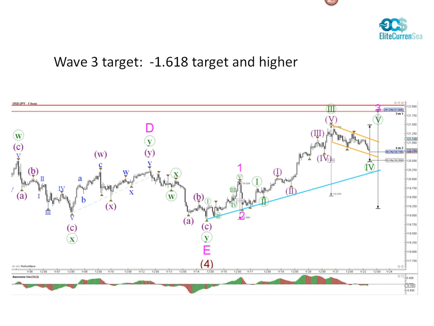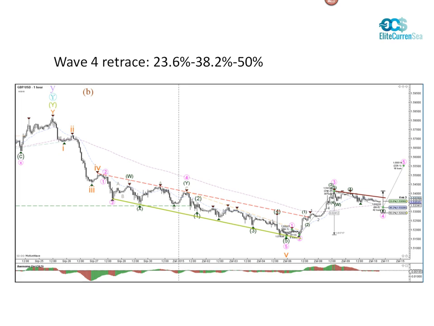And if you have to choose a target, you can choose, for instance, to be conservative and aim for a 1-to-1. Or you can split the target, right, and close part of the trade at a 1-to-1 and leave part open if price does accelerate for wave 3. Now, the wave 4 retracement in this example typically goes to a 23.6 or a 38.2 fib. Max, I would say the 50 fib.